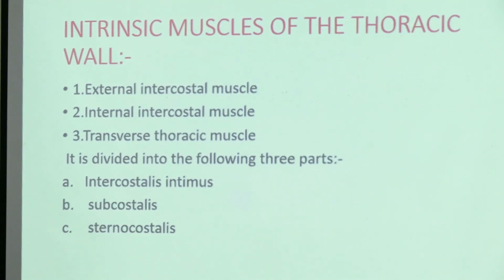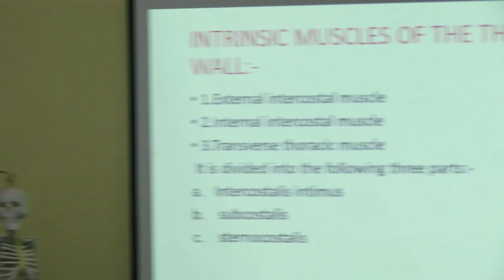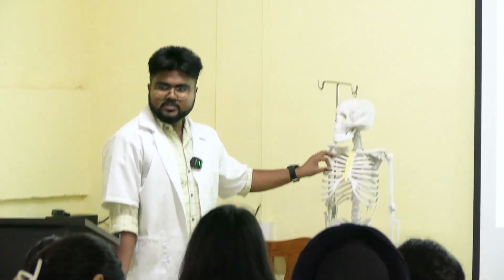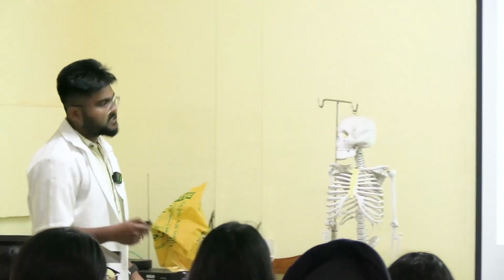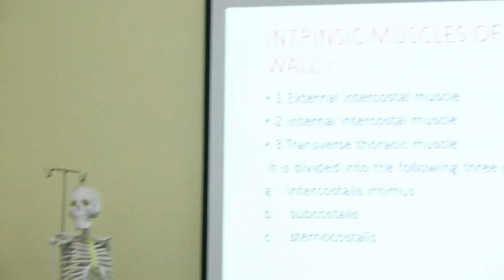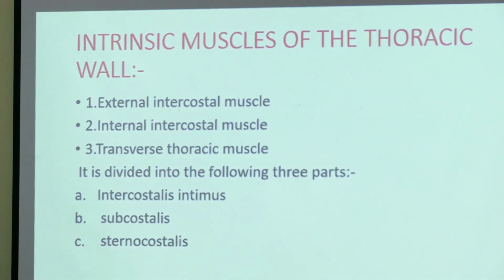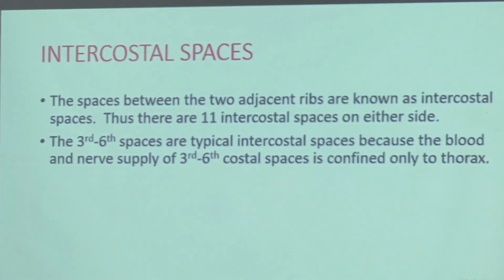Next is your intrinsic muscles, meaning the main muscles of your thorax, not only the intercostal space muscles. This is the whole thoracic muscles. So first is the external intercostal, then internal intercostal, then transverse thoracic. This transverse thoracic is also divided into intercostalis intimus, subcostalis and sternocostalis. Then next is intercostal spaces.